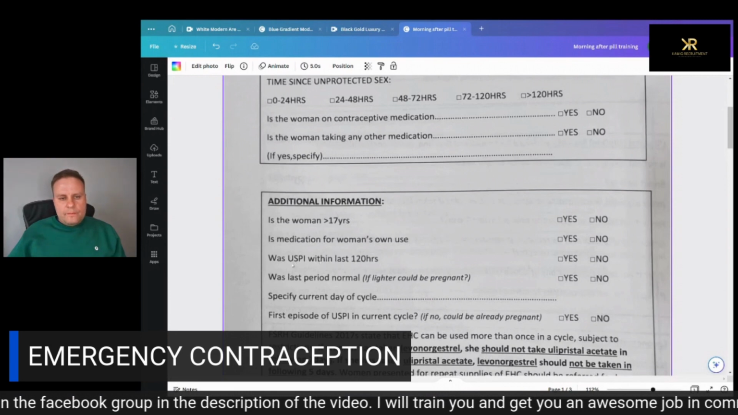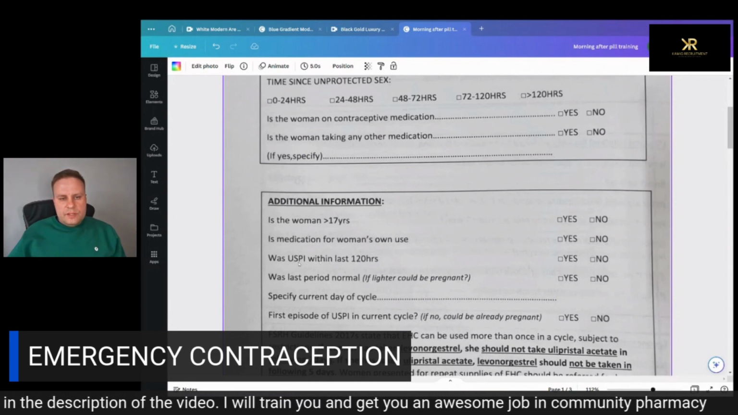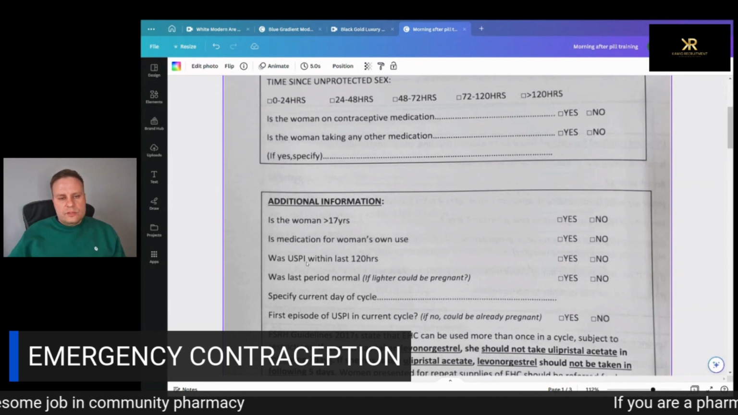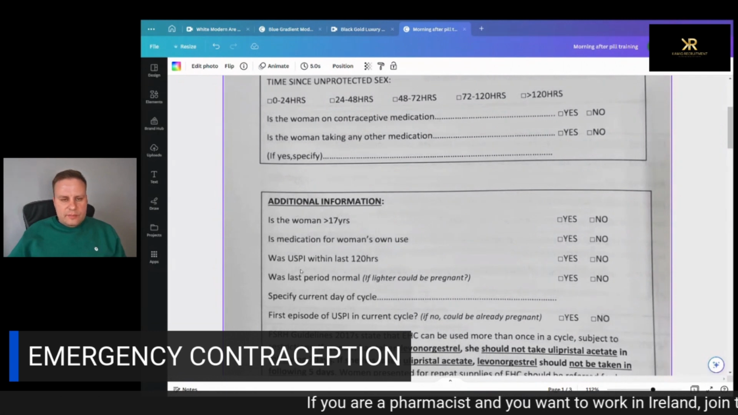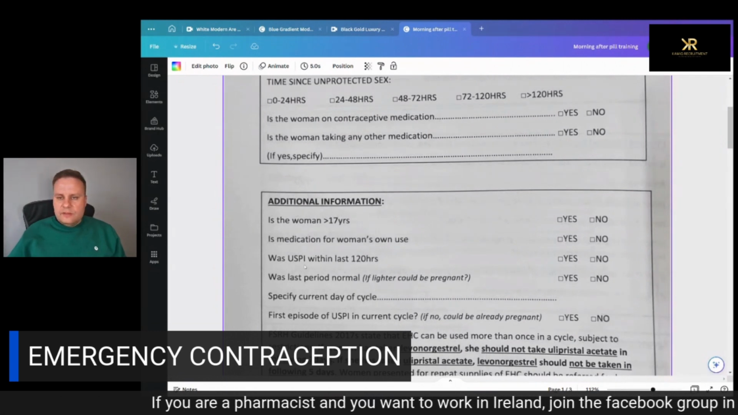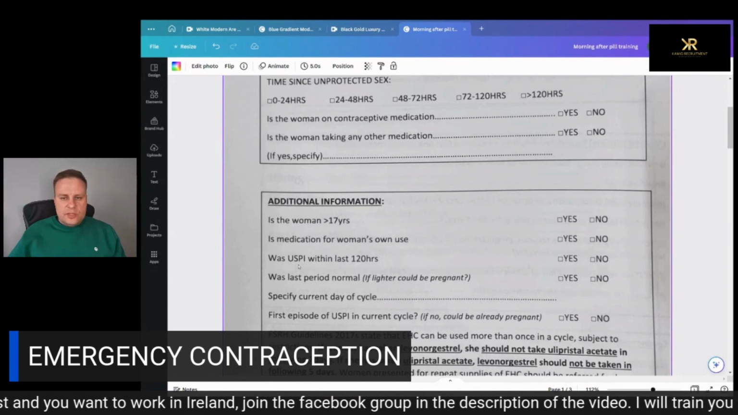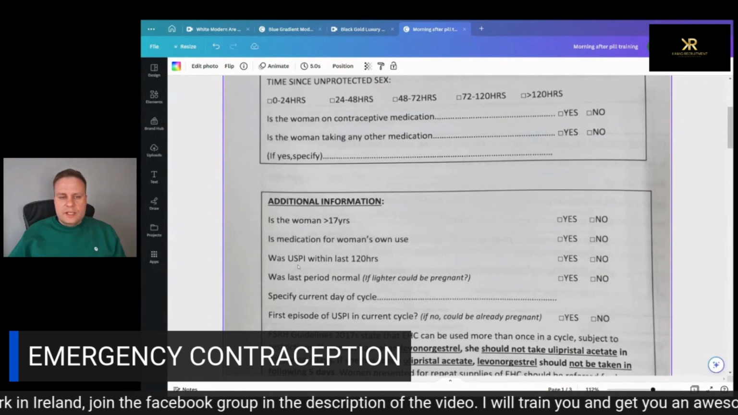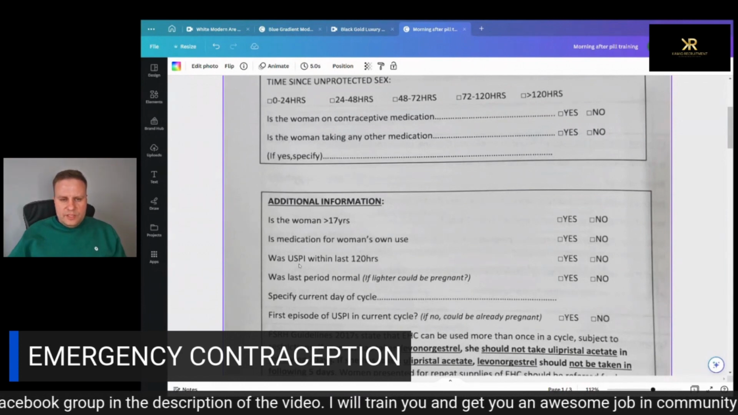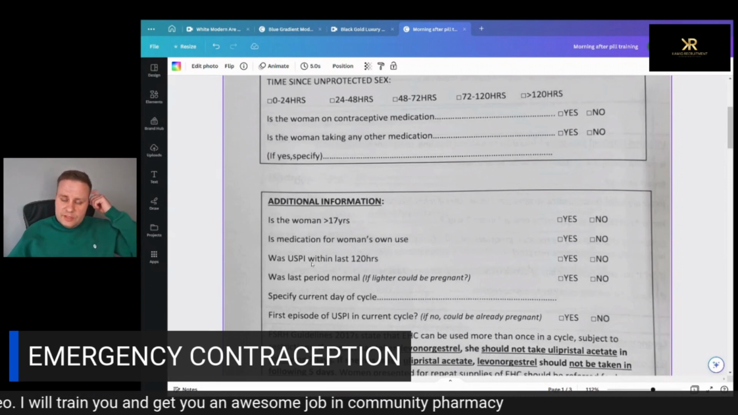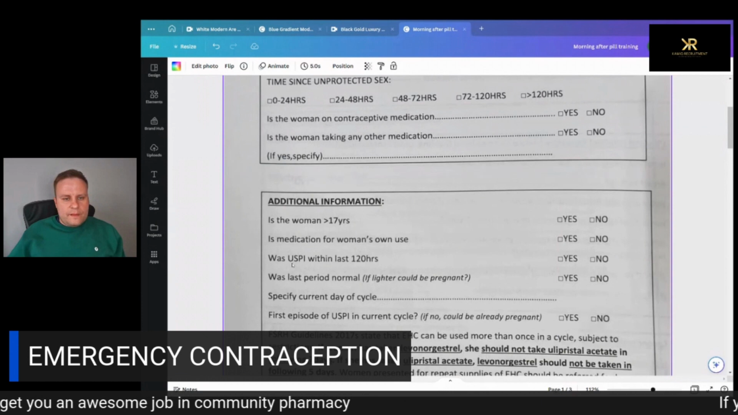Now this is a misspelling right here. It should be UPSI, from unprotected sexual intercourse. So for short, it would be oopsie. I remember laughing about this when I did my first form, because I wasn't given any training on it. I was just rushed into it, and I remember reading, "What's oopsie?" And then I was like, "Oh, unprotected sexual intercourse." So oopsie is actually a funny shortcut for it.